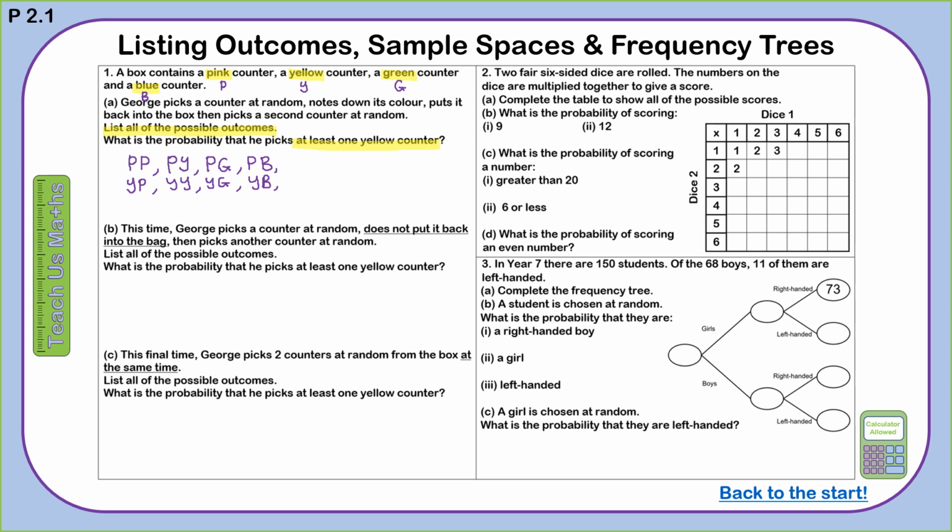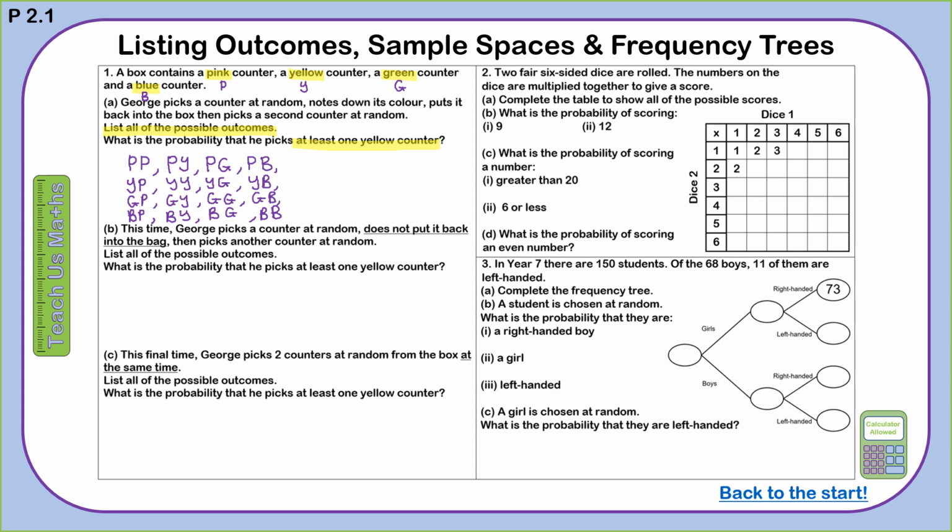And I'm going to continue in this way, imagining George picking a green counter first, then a pink, green, then yellow, green, then green, green, and then blue. And then my final row is if George picks a blue counter first, blue and then pink, blue and then yellow, blue and then green, and blue and then blue. So those are all of the outcomes of the 2 events.